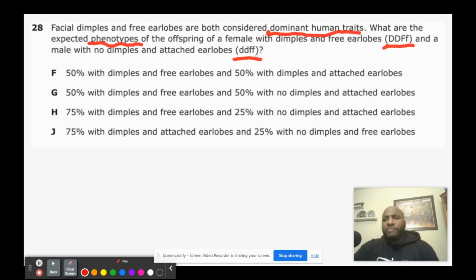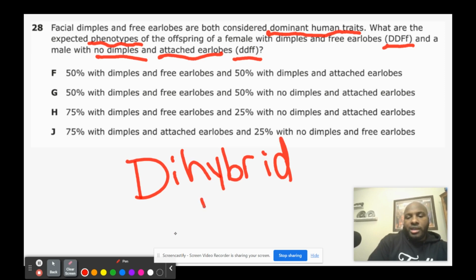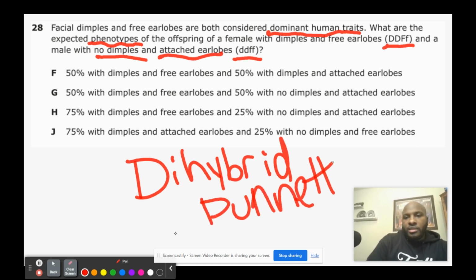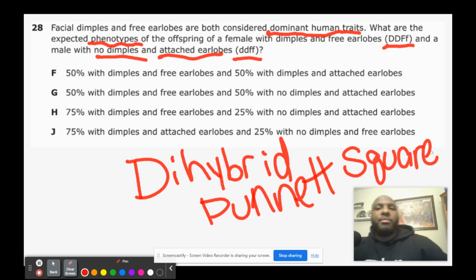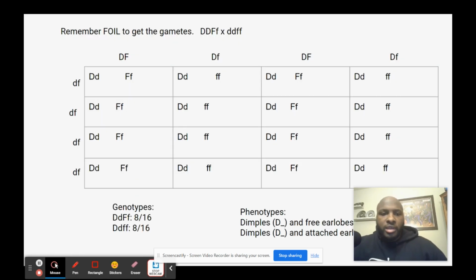Now, we've identified we're looking at two different traits, right? So what type of Punnett square are we going to make? That's right, a dihybrid cross. A dihybrid Punnett square. That is what we're going to make today. The first thing we realize is that in order for us to have at least one of each dominant trait, I know I have to have a big D for dimples and a big F for free earlobes. So let us go to the next slide.